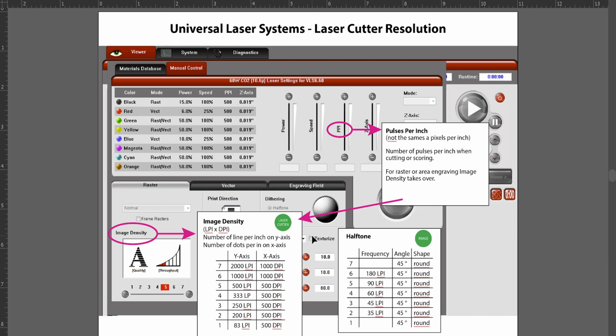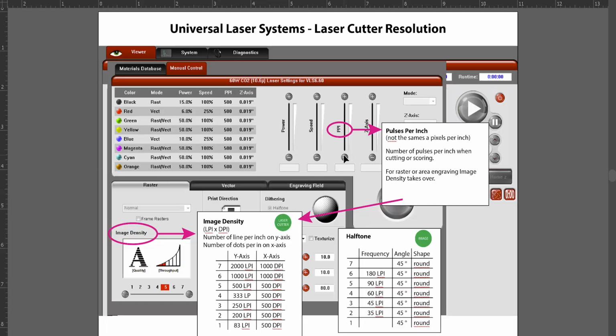So we have three primary settings. We have power, speed, and pulses per inch. Pulses per inch is not the same as pixels per inch, and it refers to the number of pulses that the laser spits out when it is cutting and scoring.